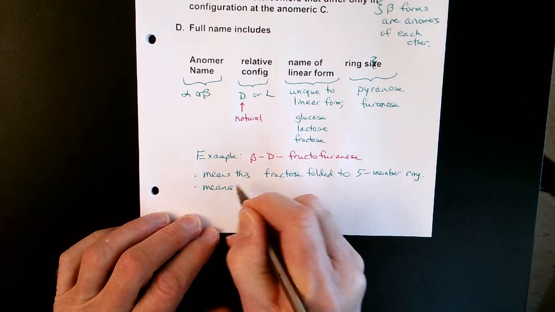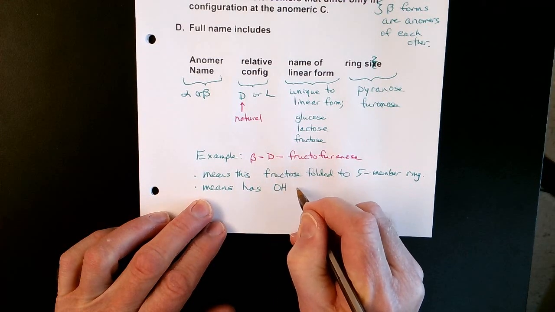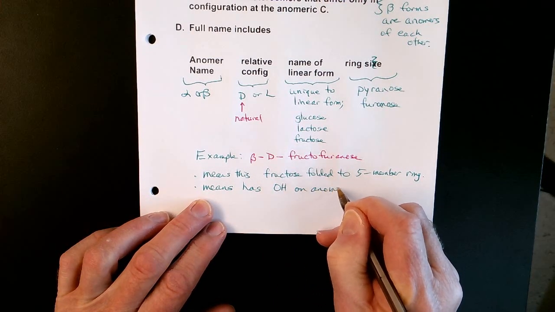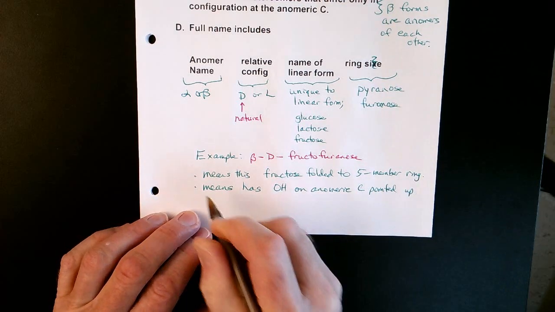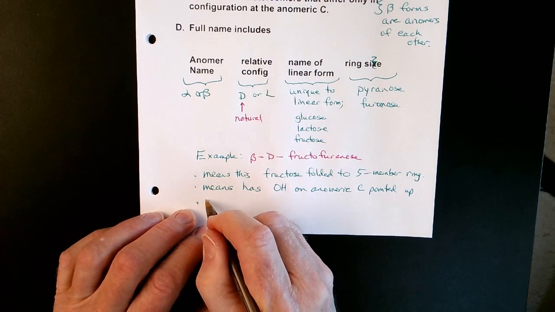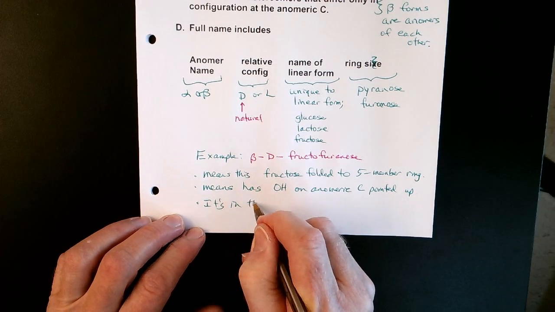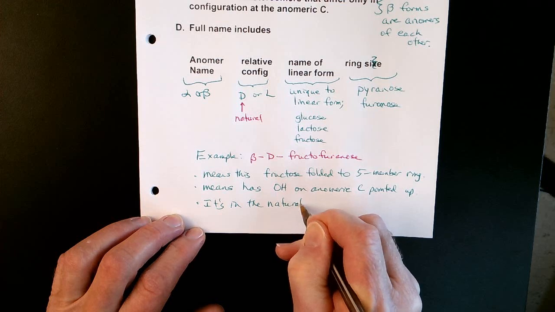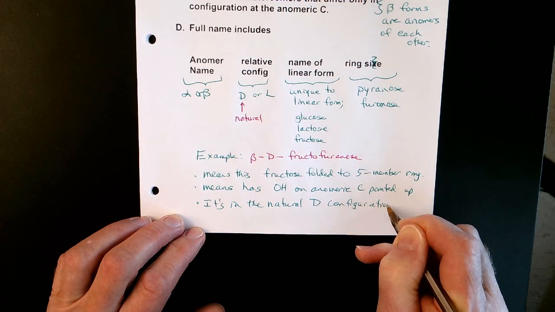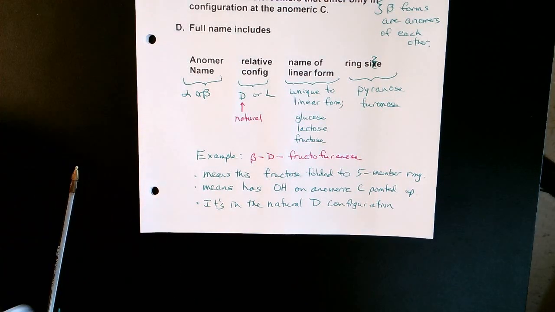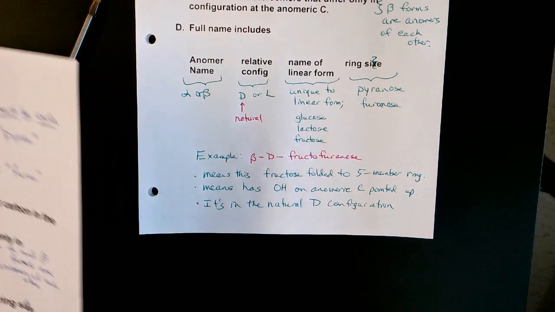You'd know something else. From the name, it means that this has an OH on the anomeric carbon that's pointed up. And the last thing you would know is, it's in the natural D configuration. All of those are packed into that one word. So you tell a lot about structure just from the name itself.